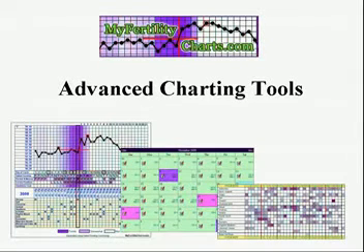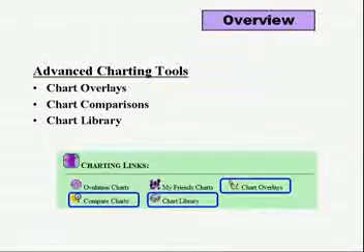Next, we'll talk about the advanced charting tools available to you on MyFertilityCharts.com. There are 3 tools that we'll discuss. The first are chart overlays, followed by chart comparisons, and then finally the chart library. All 3 of these features are accessible under the Charting Links category from the main menu. The individual page links are highlighted here in blue.